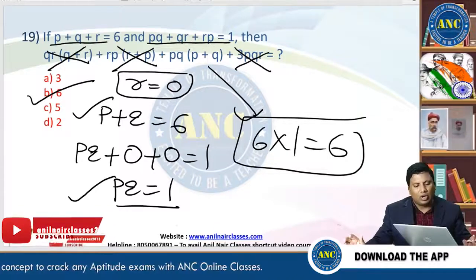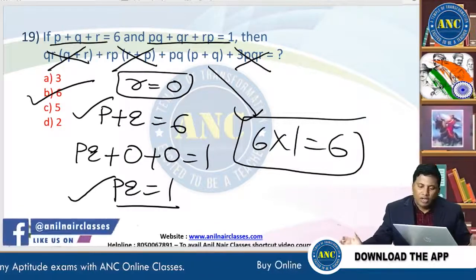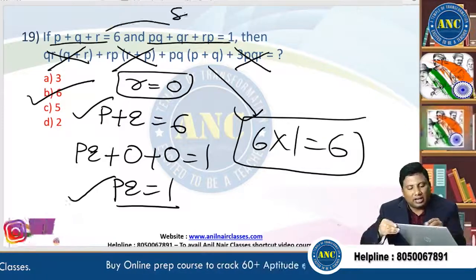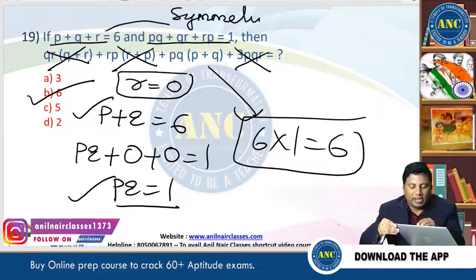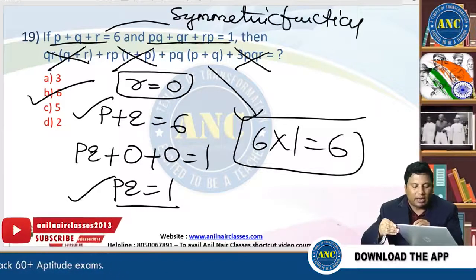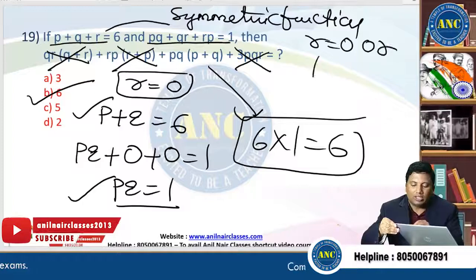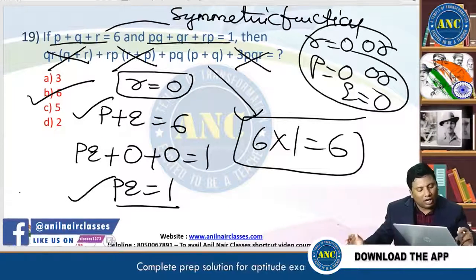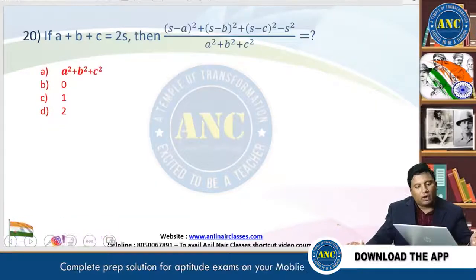Make R value 0. If you make R value 0, right answer will be. Sir, why to make R value 0? This is a symmetric function. In this symmetric function, either you can make R0 or P0 or Q0. I hope it is clear.